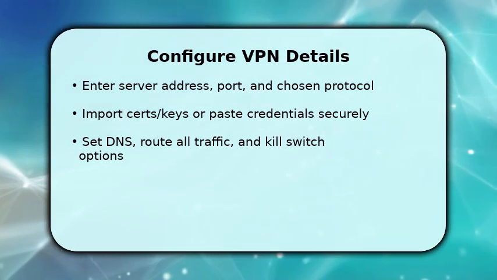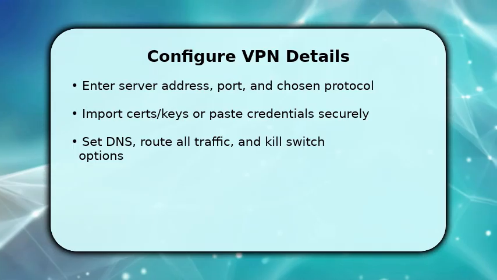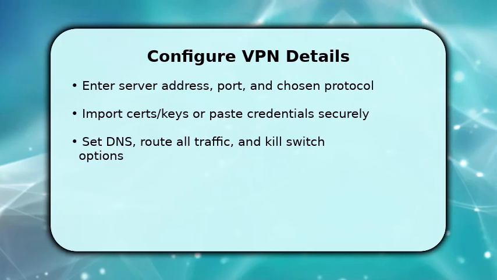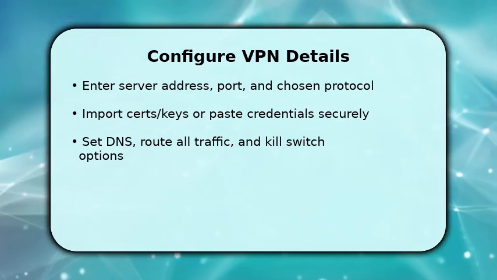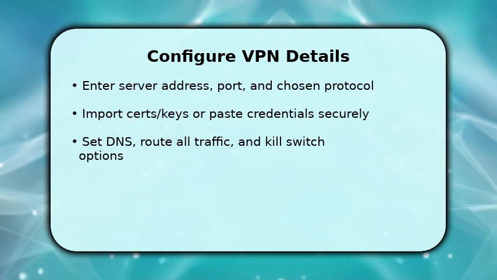Once authenticated, set DNS to the VPN provider or custom resolver and enable route all traffic if you want full tunneling. Also enable a kill switch or block until connected option to prevent leaks. Save the profile and confirm the connection entry appears in your list.